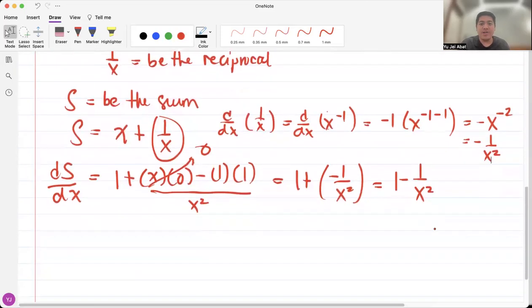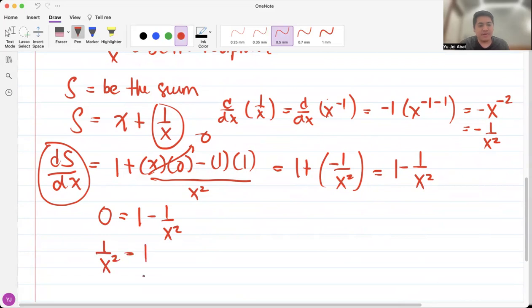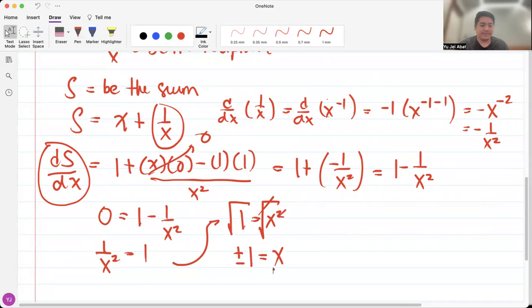Now, of course, we have to find the value of x. So this derivative of the sum with respect to x, we will be equating to 0. So 0 equals 1 minus 1 over x squared. That gives 1 over x squared equals 1. So by cross multiplying, you have 1 equals x squared. Squaring both sides to eliminate the exponent, if you get the square root of a number, you are getting two roots, so you have x equals positive or negative 1.